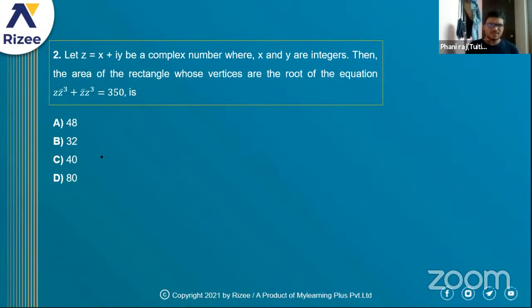Next one, this is an interesting question. It says z equal to x plus iy is a complex number. Okay.